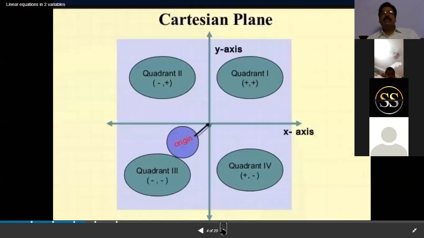Next, this is a Cartesian plane. The graph is divided into the Cartesian plane with the first quadrant, x-axis, y-axis, and origin. First quadrant, both are positive. Second quadrant, x negative, y positive. Third quadrant, both negative. Fourth quadrant, x positive, y negative. This is the Cartesian plane used to draw the graph.